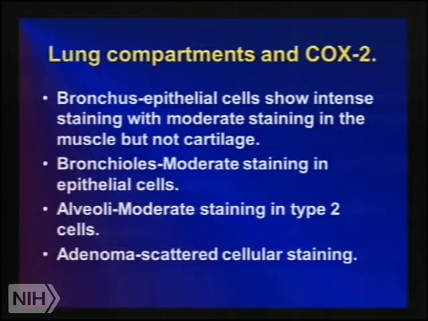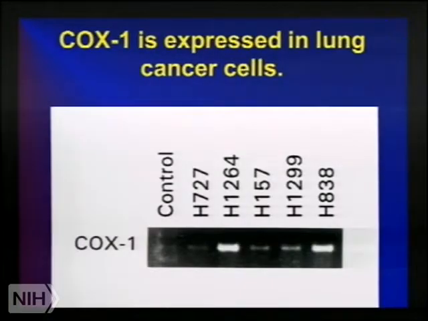For COX-2, there was intense staining in the bronchus, where epithelial cells would stain, in the bronchioles, where there was staining again in epithelial cells, and in the alveoli, where there was moderate staining in type 2 cells, and then the adenoma also had immunoreactivity for COX-2. So COX-2 is an inducible enzyme that's in cancer cells. COX-1 is a housekeeping enzyme that's present in all cells.